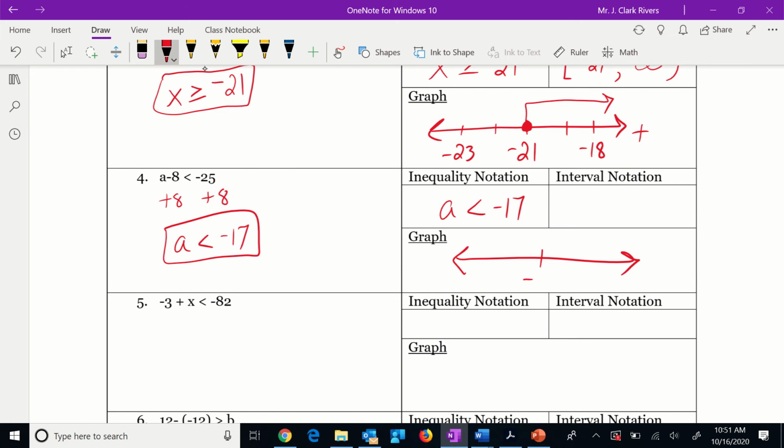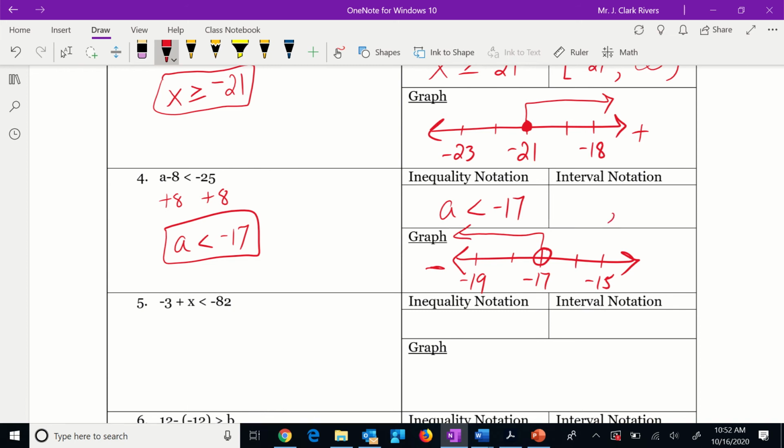Okay, negative 17. This is negative 16. This is negative 15. This is negative 18. This is negative 19. Do we have an open or a closed circle at negative 17? Well, it's less than. It's not less than or equal to. It's just less than. We have an open circle at negative 17. Our variable is on the left, so that's good. If it's less than, all the less than numbers are to the left. So these numbers to the left are all the numbers less than negative 17.